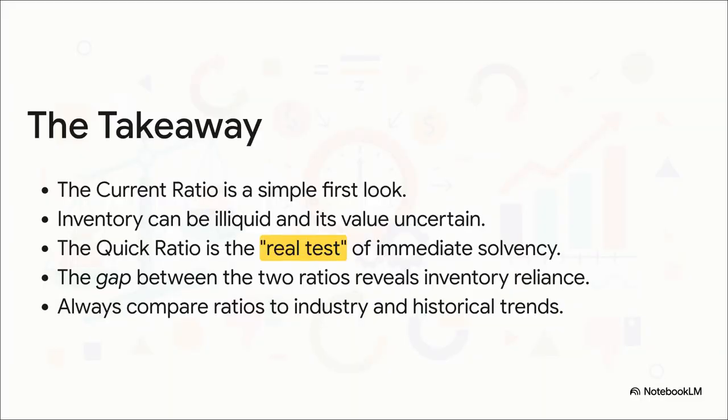So, to wrap this all up, what's the bottom line? The current ratio is just a first glance. The quick ratio is the real test of a company's ability to survive. But most importantly, that gap between the two, that's where the real story is. It tells you exactly how much a company is leaning on its inventory sales. You always have to use these tools together to get the full picture.